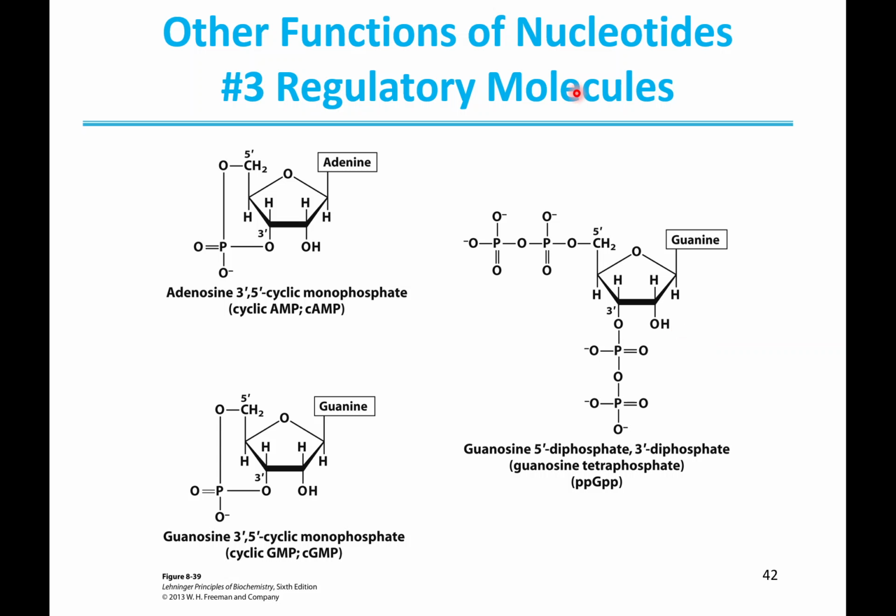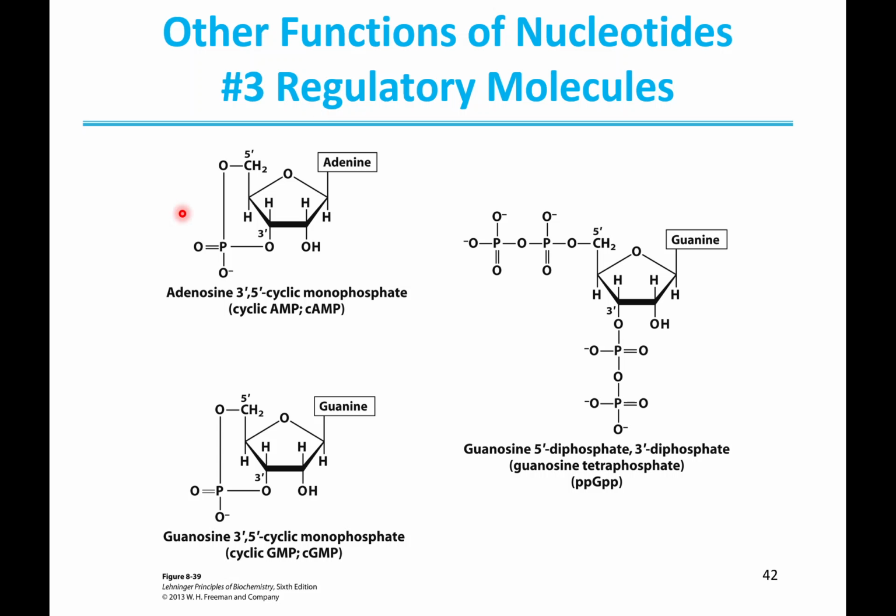The third function of nucleotides that we'll talk about is in regulatory molecules. And we've seen two of these before, and one really specifically when we talked about cell signaling, and that was cyclic AMP. The full name for this is adenosine 3',5'-cyclic monophosphate. So you have an AMP where that phosphate group then forms another bond with the 3' oxygen and gives you kind of a ring form here. That's why we call it cyclic AMP.